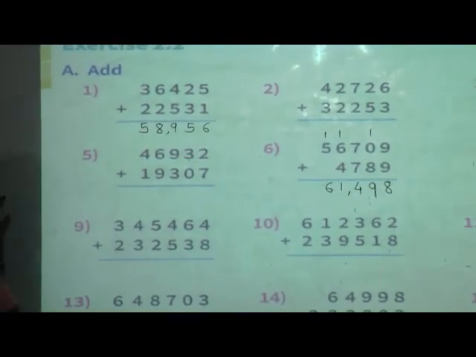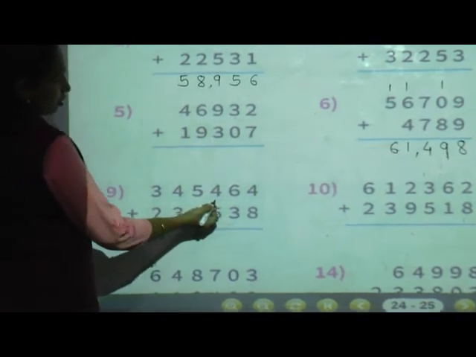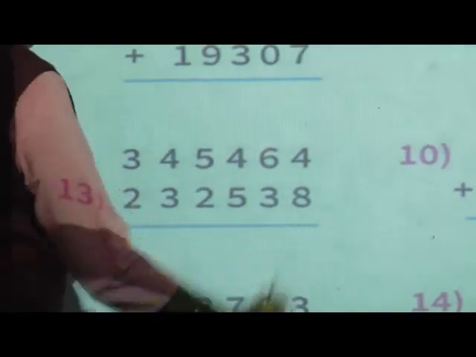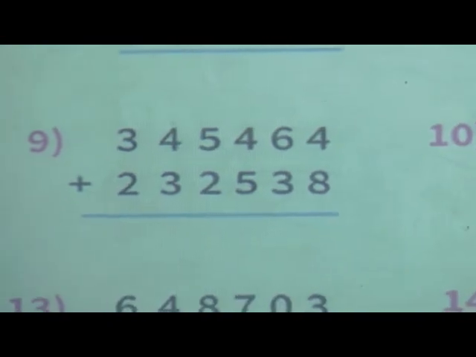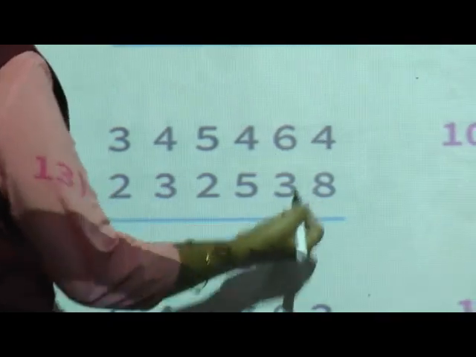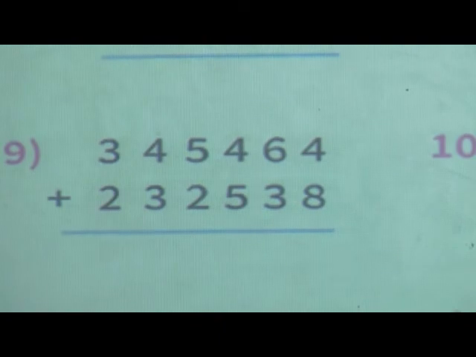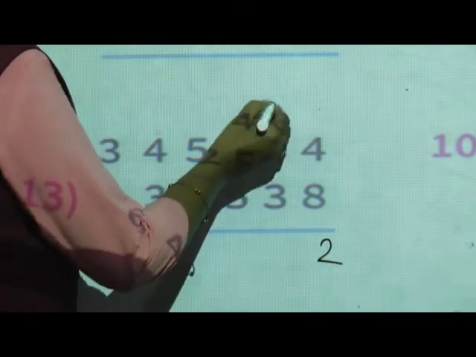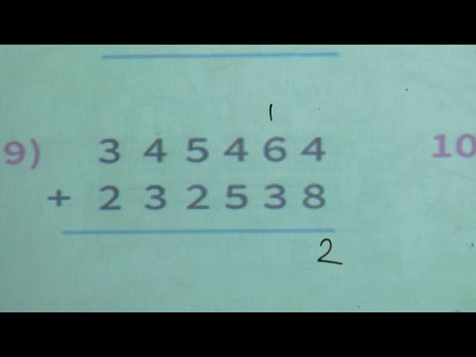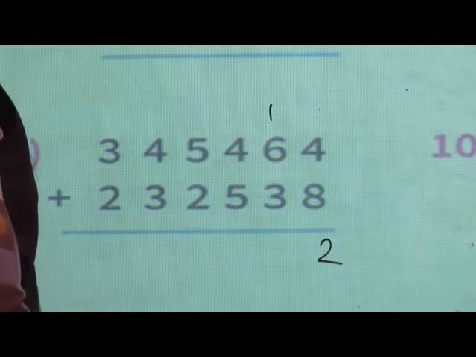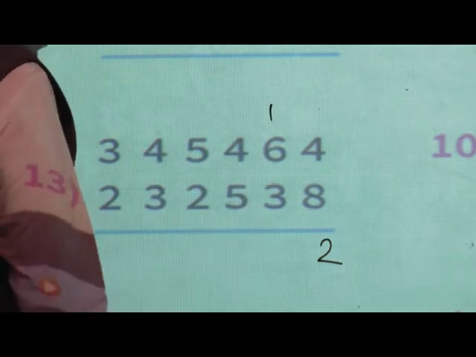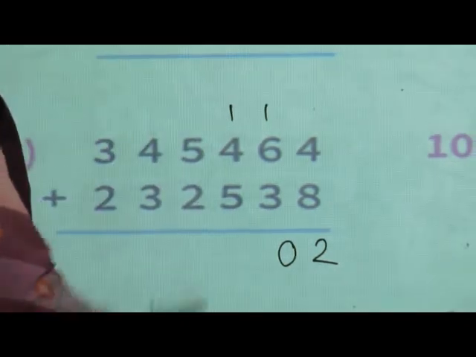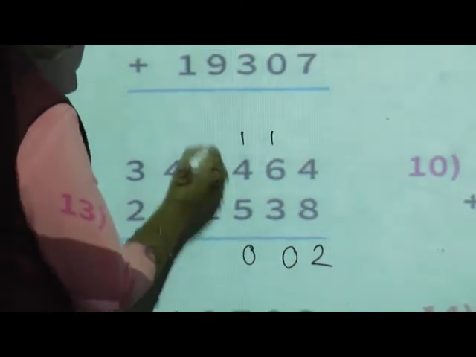See the 9th question. 3,45,464, 2,32,538. Now we will add 4 plus 8. Tell me students, 4 plus 8 is 12. So write 2 on 1's place. 1 will carry to 10's place. 1 plus 6, 7. 7 plus 3, 10. 1 plus 4, 5. 5 plus 5, 10.